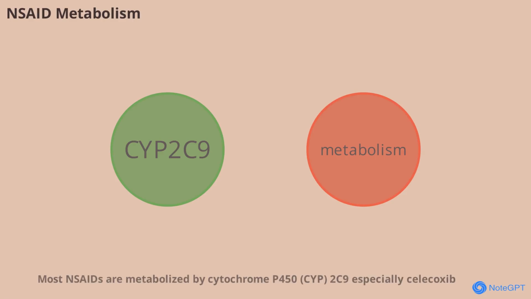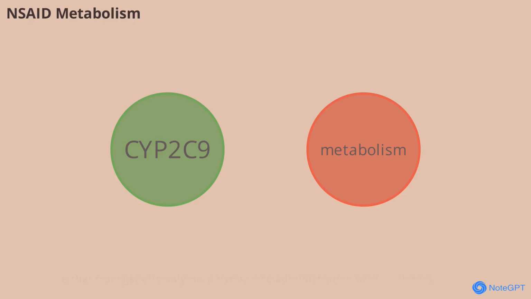Most NSAIDs are metabolized by cytochrome P450 CYP2C9, especially celecoxib, ibuprofen, meloxicam, and piroxicam. Impaired CYP2C9 function, either from genetic polymorphisms or co-administration with inhibitors, can lead to higher NSAID concentrations and increased toxicity. Understanding metabolic pathways helps guide safe dosing and selection, especially in patients with known metabolic issues.